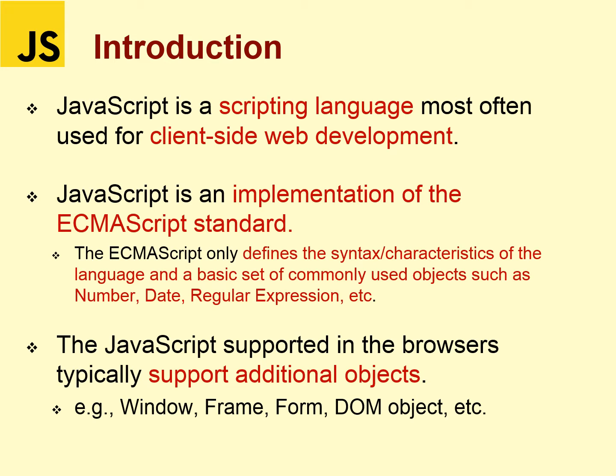JavaScript is an implementation of the ECMAScript standard. This ECMAScript standard defines the syntax, characteristics of the language and a basic set of commonly used objects such as number, date, regular expressions, etc. JavaScript supported in browsers typically supports additional objects, for example window, frame, form, DOM object, etc.